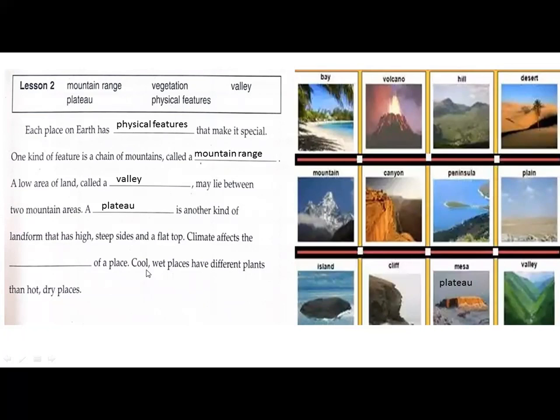Climate affects the blank of a place. Climate affects the vegetation of a place, right? If you're living in a desert, hot, arid, less rain, you're going to have plants like cactus, thick leaves, etc. If you're living in a rainforest, lots of rain, humidity, rich soil, then you're going to have a rainforest. So vegetation is the answer.